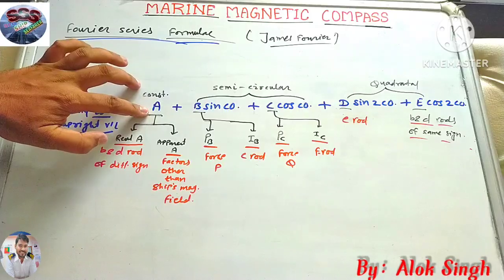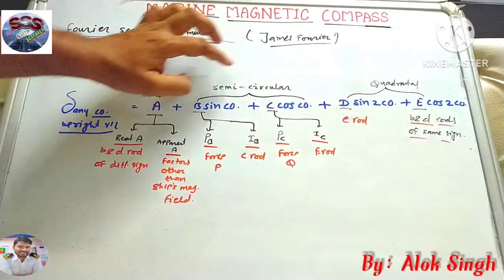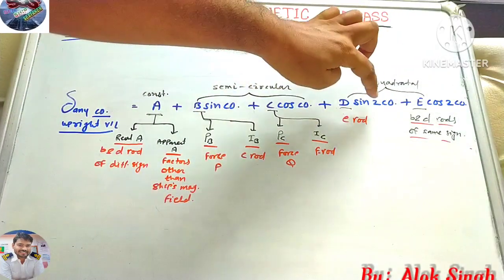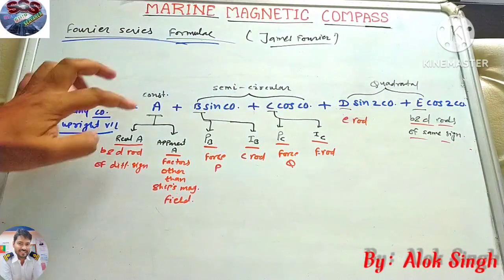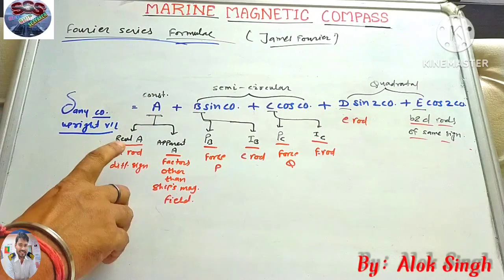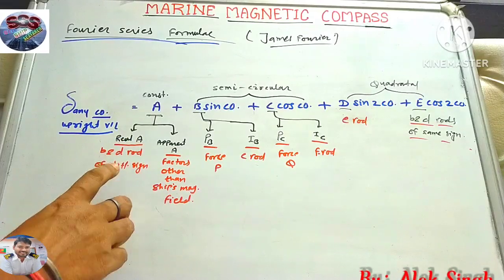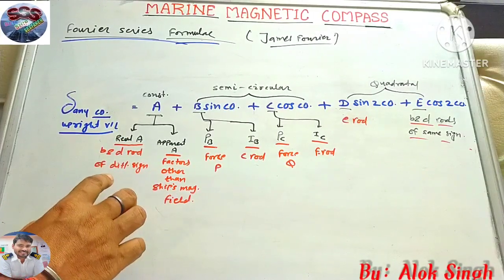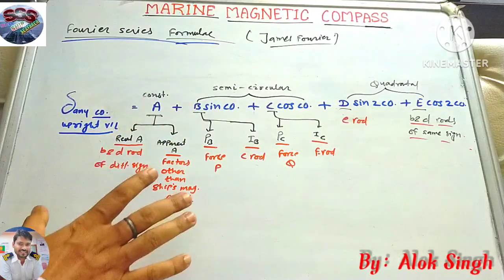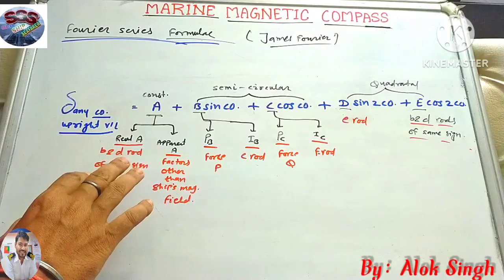So A is called the constant, and B sine zeta plus C cos zeta is called semicircular, and because of the 2 zeta this one is called quadrantal. Now what is this A? It is a constant, and there are two types of it: real A or apparent A. Real A is because of B and D rods of different sign, and apparent A is not because of the rods; it is something different than the ship's magnetic field.